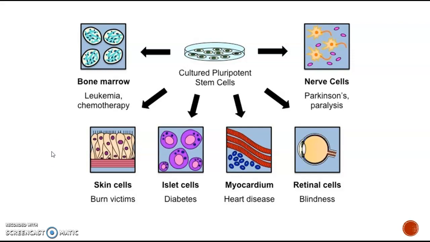And then lastly are some other examples. Bone marrow stem cells can be used to treat leukemia with chemotherapy. Skin cells for burn victims, islet cells for those with diabetes, myocardium cells, which deal with your heart and heart disease, retinal cells for blindness, and like I mentioned earlier, nerve cells for Parkinson's. So these really are pretty amazing cells that can become other cells and provide some major relief and major medical technology advancements in their research and studies.